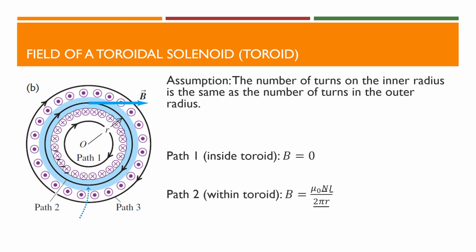Then for path 3, which is outside the toroid, we have the same number of turns on the inner and the outer radius. Therefore, that's just Ni minus Ni. Then the magnetic field is 0. So the idea is the current is coiled within this toroid to confine the magnetic field within the toroid.